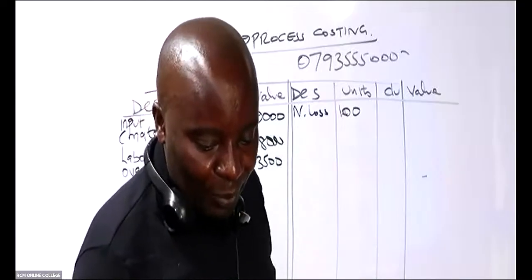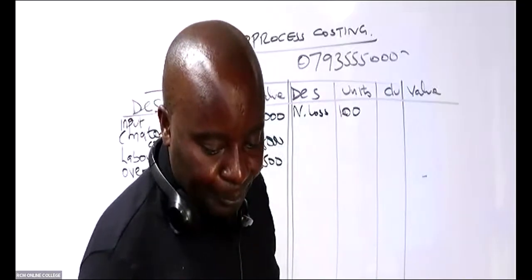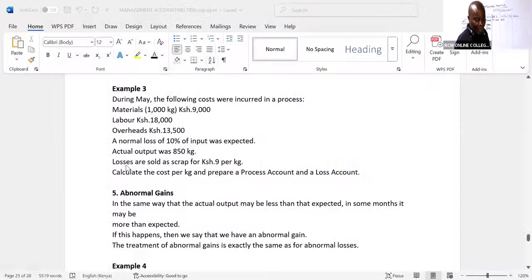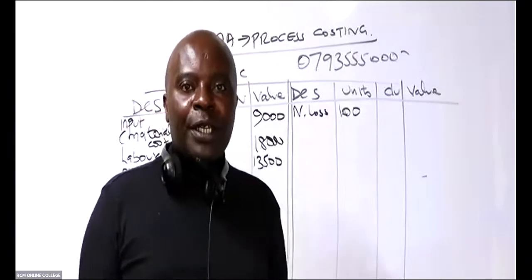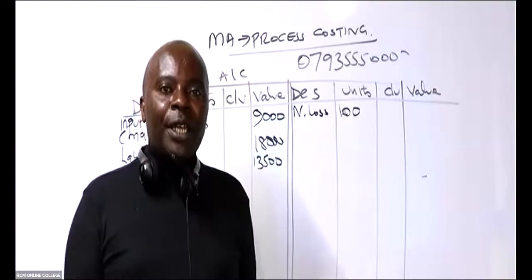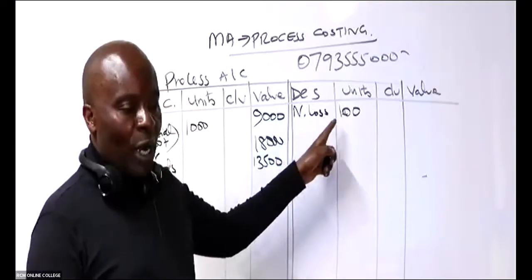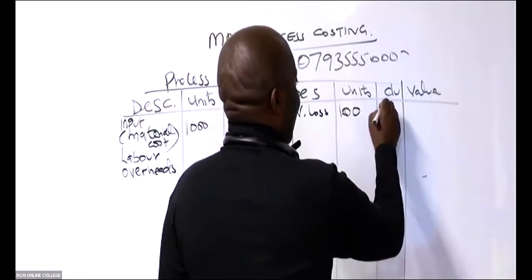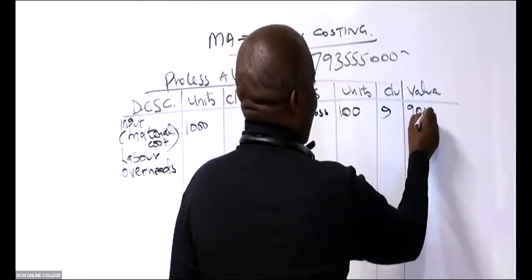So has the scrap value been given in this question? You can see in this case here, losses are sold at a scrap value of 9. And remember, at times the scrap value is not given. If the scrap value is not given, you should always multiply whatever quantity you have here with 0. But now here we have a scrap value of 9, which gives us 900.